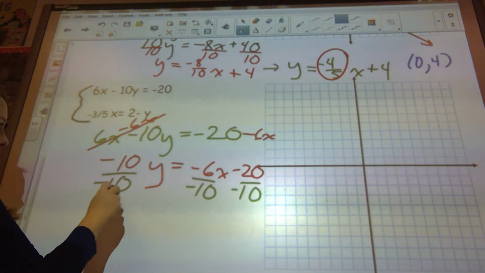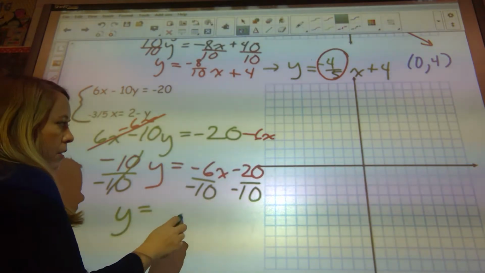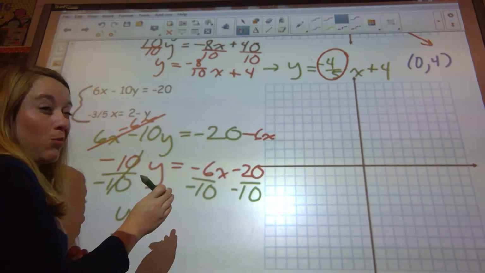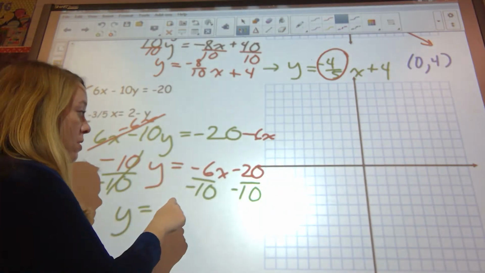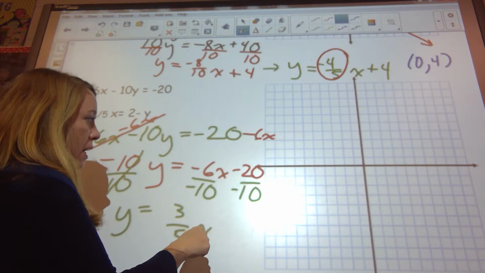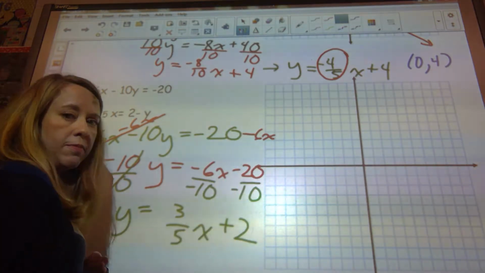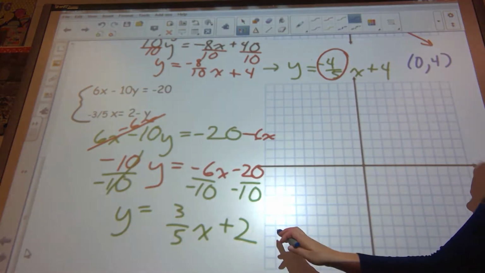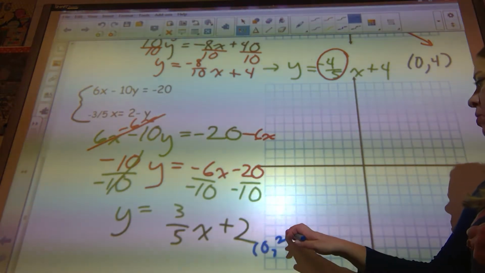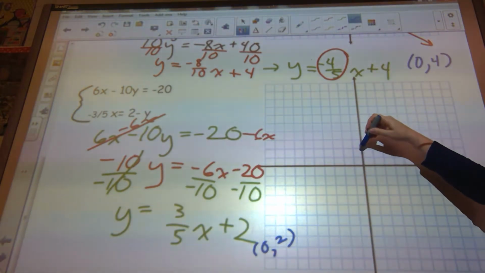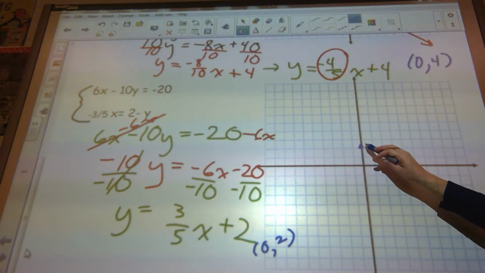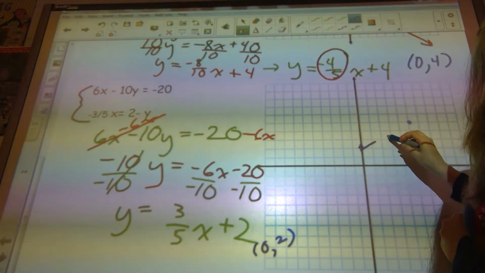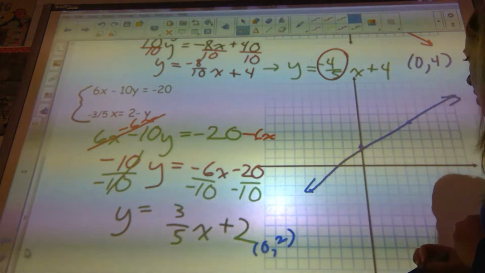Okay, and when I do that, I'm going to get y equals, this is going to become positive because a negative divided by a negative. Okay, and then I can reduce it, right? So that'll become 3/5 x plus 2. Okay, so now I can graph this. And when I do, my y-intercept is at 0, 2. So it's right there. And then I'm going to use my slope. So I'm going to go up 3 and over 5. Okay, so that's my first line.